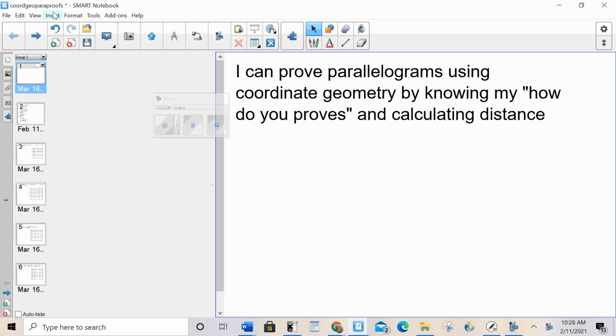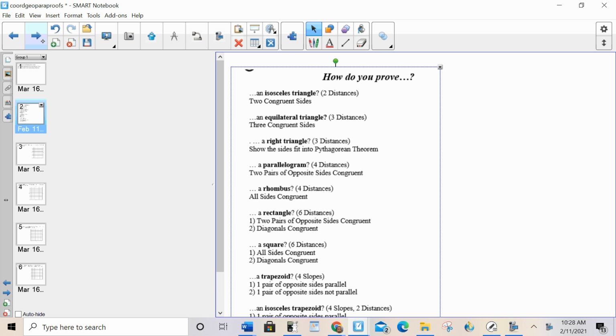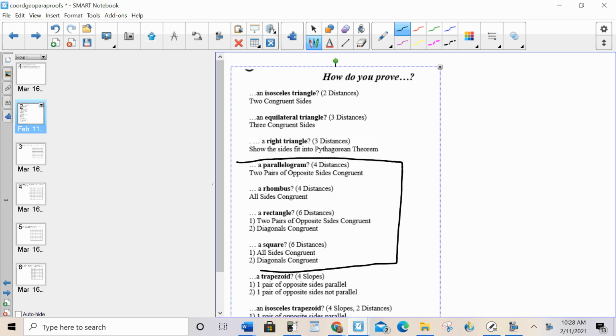Hello everybody, today I can prove parallelograms using coordinate geometry by knowing my how-to-prove proofs and calculating distance. This is a very important lesson. Here's your how-to-prove sheet. This is what you need to know. This is like your Bible for coordinate geometry proofs. It's telling you exactly what you need to do for each type of shape. And today we're going to be focusing on the parallelograms, which are these four.